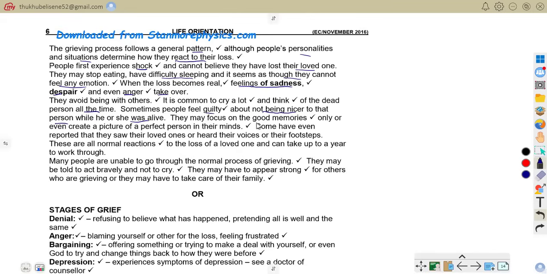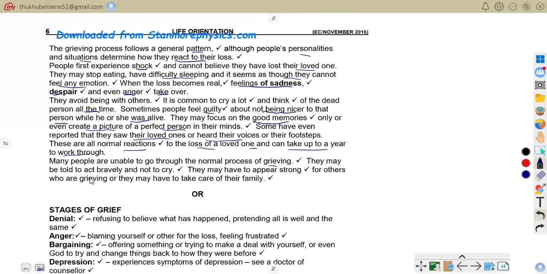So they may focus on the good news only. Some have even reported that they saw their loved ones or heard their voices or their footsteps. So these are all reactions to the loss of a loved one. Now, many people are able to go through the normal process of grief.